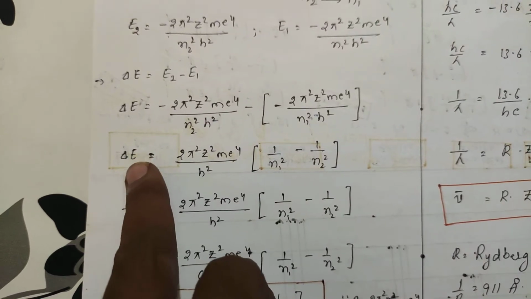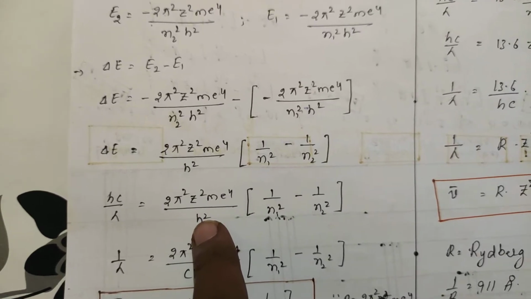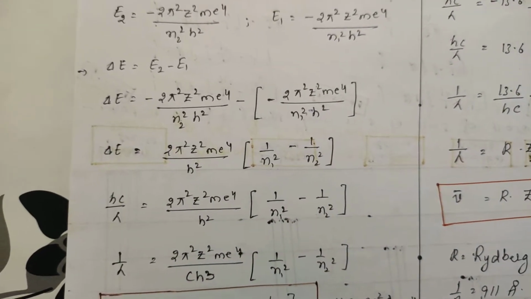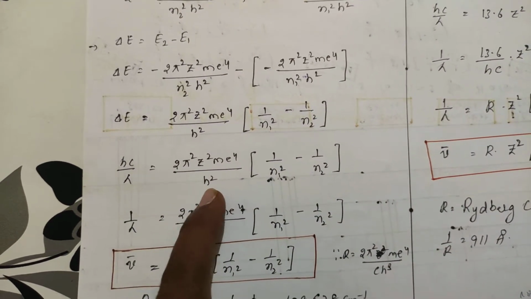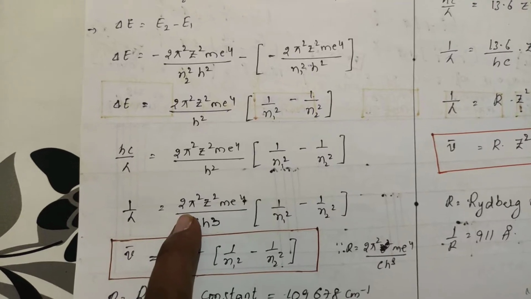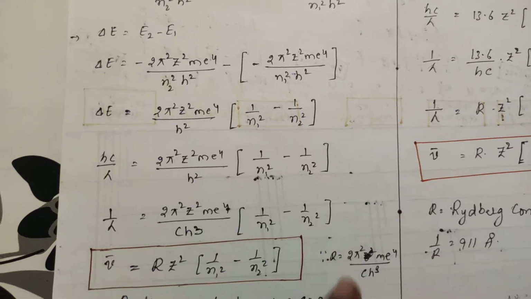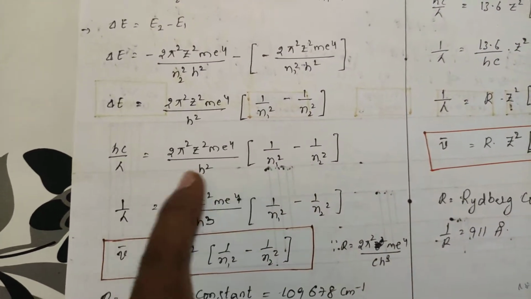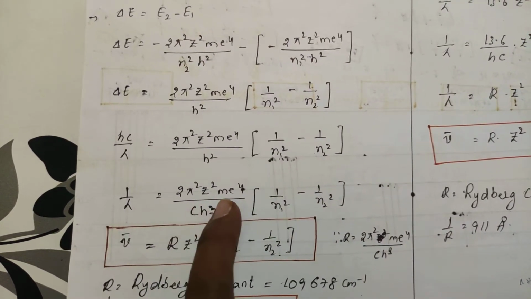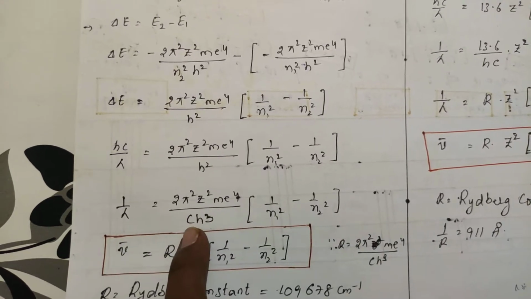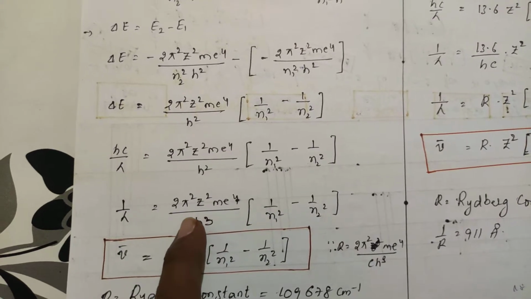Clear? And I know that delta E is equal to hc by lambda. So delta E is 2 pi square Z square m e power 4 by h square, bracket 1 by n1 square minus 1 by n2 square. If you send hc to this side, 1 by lambda will be equal to 2 pi square Z square m e power 4 by c h cube, times 1 by n1 square minus 1 by n2 square. In this entire term, only Z is variable. 2 is a constant, pi is a constant, m is the mass of the electron, e the charge of the electron, c the velocity of light, and h Planck's constant. These are the constants. Only the variable is Z.